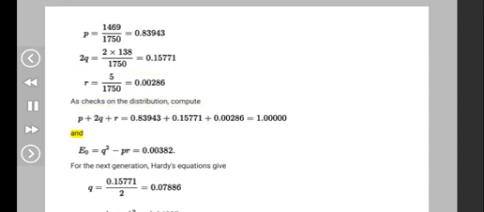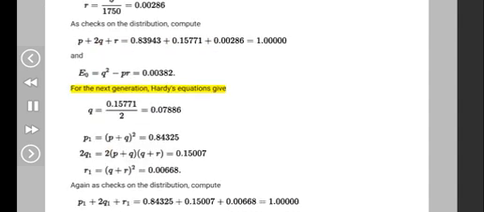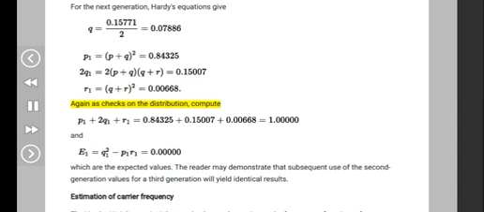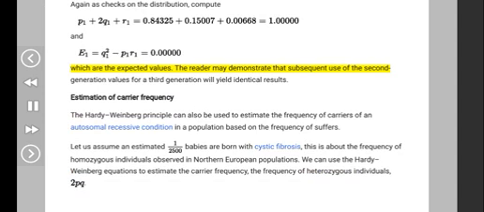And for the next generation, Hardy's equations give. Again, as checks on the distribution, compute. And which are the expected values? The reader may demonstrate that subsequent use of the second generation values for a third generation will yield identical results.